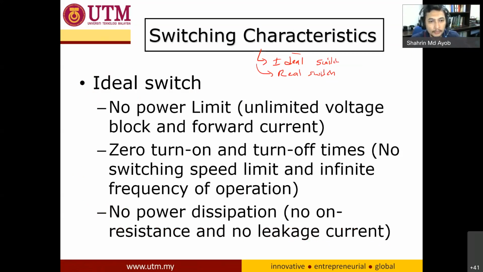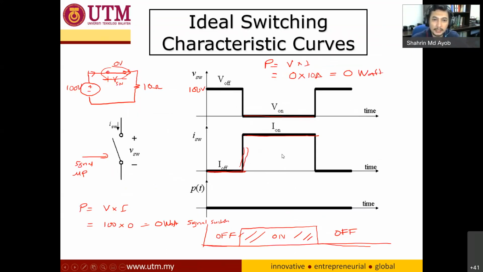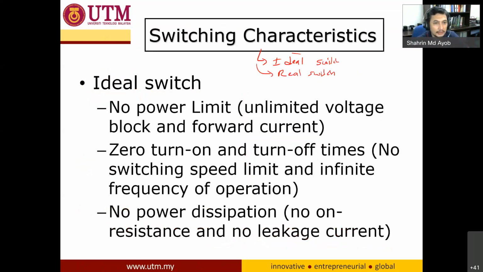Okay? And the second characteristic, 0 turn on and 0 turn off, actually means that there is no transition, there is no delay. So when you give the signal to turn on, it immediately turns on, and when it is turned off, it immediately turns off. So there is no delay. So these are the main three characteristics that you need to remember about the ideal switch: no power limit, no delay in terms of the turning on and turning off, and the last one, no power dissipation.